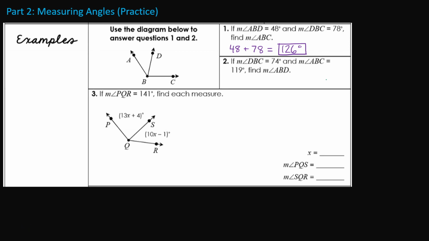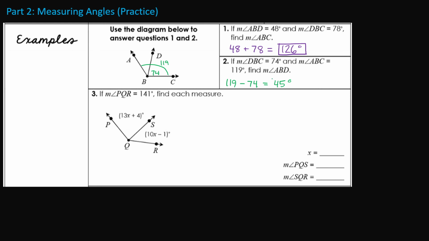For number 2, if the measure of angle DBC is 74 degrees, let's label that here, and the measure of angle ABC is 119 degrees, so the whole angle is 119, we need to find the measure of angle ABD, that smaller angle. So in this case, we need to take the whole, 119, and subtract the part, 74, to find angle ABD. And 119 minus 74 is 45 degrees.